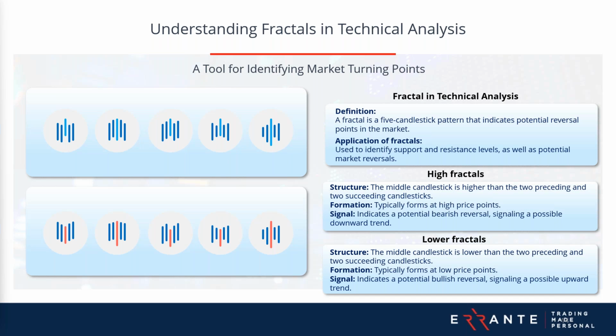Okay, here's a tip I would like to make about identifying trends using fractals. A series of high fractals forming at higher price levels can indicate a strong resistance zone. Conversely, if high fractals start forming at lower levels, it may signal the weakening of the bullish trend.